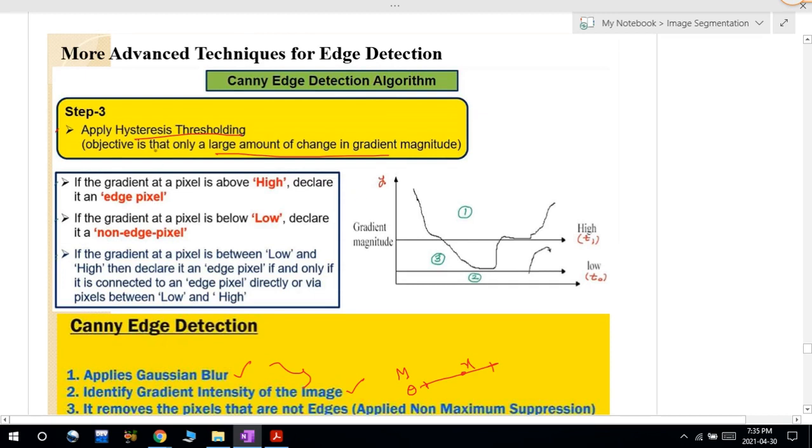So in this thresholding, I will apply double thresholding, meaning I will take two threshold values. Generally we take only one threshold value, but here we will take two threshold values. One is the high threshold value, another is the low threshold value.